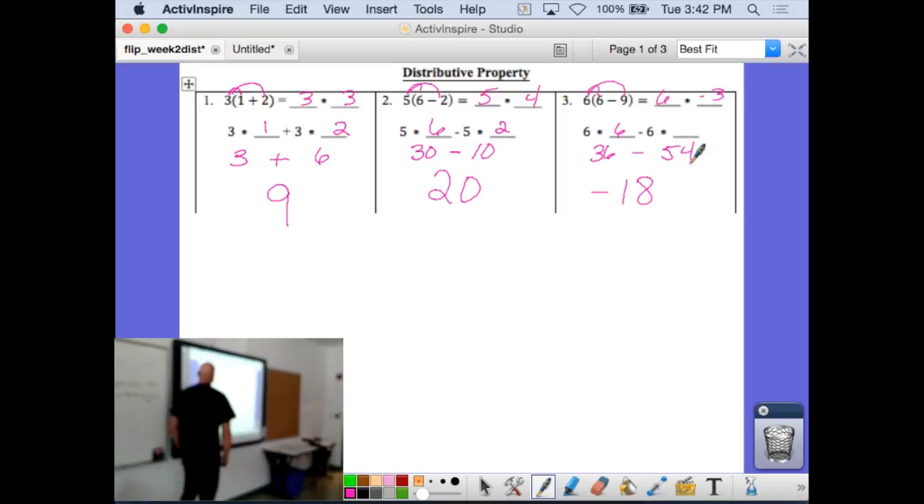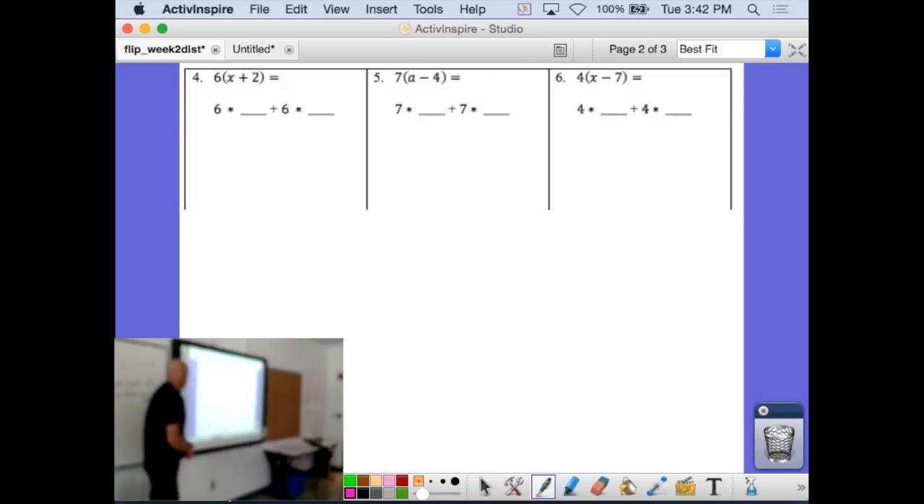Okay? Alright, so when we do these, probably at least for the first 9 weeks, I want to see the arrows. So tomorrow when we do our bell ringer, I want to see the arrows. Okay? Alright, so let's move on. What do we got? A little bit different now, isn't it?